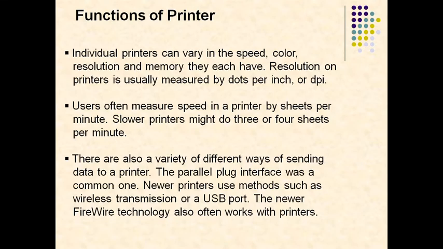The next function of a printer: individual printers can vary in the speed, color, resolution and memory they each have. The resolution of printers is usually measured by dots per inch, or dpi. Users often measure speed in a printer by sheets per minute. Slower printers might do 3 or 4 sheets per minute.